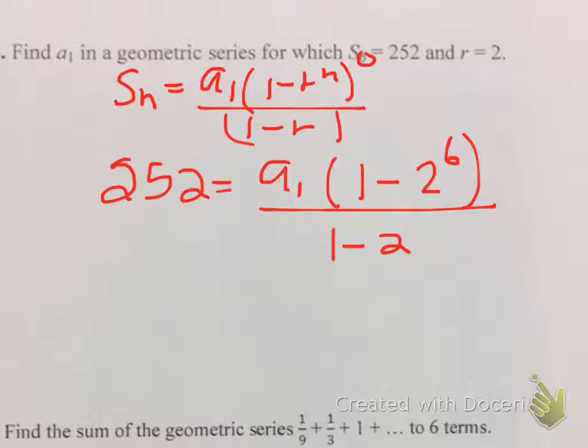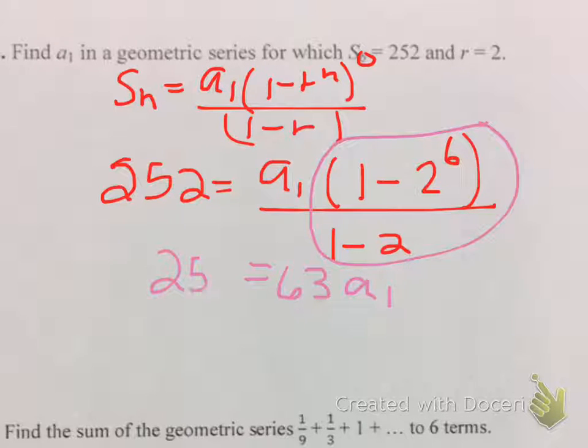So right now what I'm going to do is take all of this part right here and do it on my calculator. When I did that, I got 63. So on this side I have 63 a1 and on this side I have 252. Then I'm just going to divide both sides by 63.